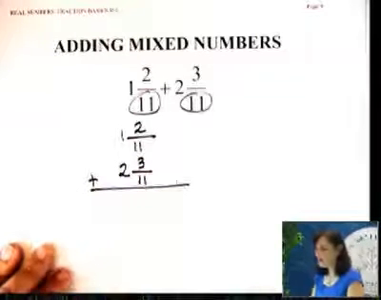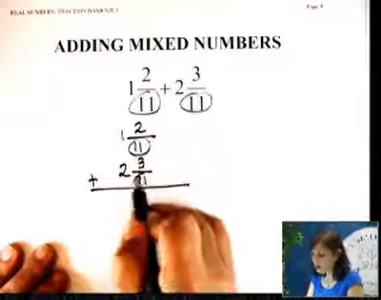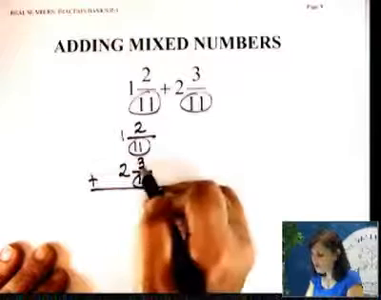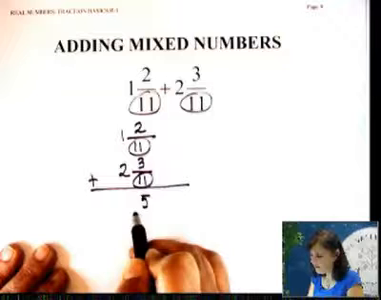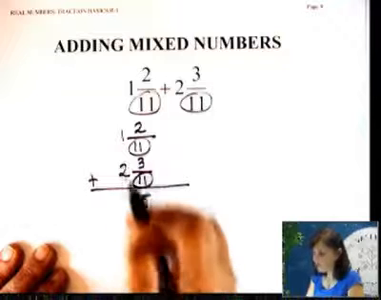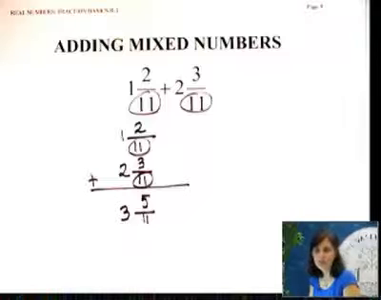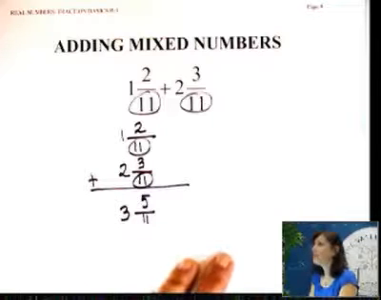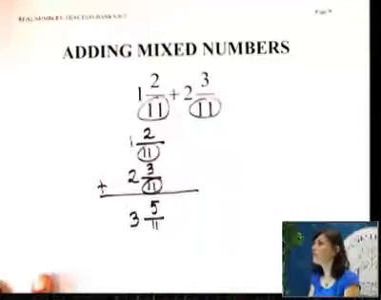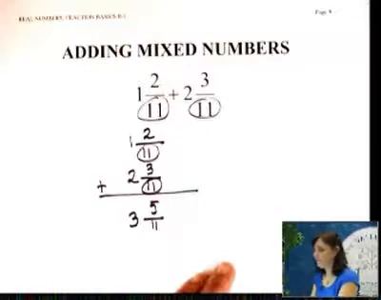Okay? This is what you do. They are like fraction parts, so you leave them alone. 3 plus 2 is 5 over 11, and 2 plus 1 is 3. I tackle the fraction portion and the whole number portion separately. And at this point, I try to simplify. If there's anything to simplify, I simplify that.